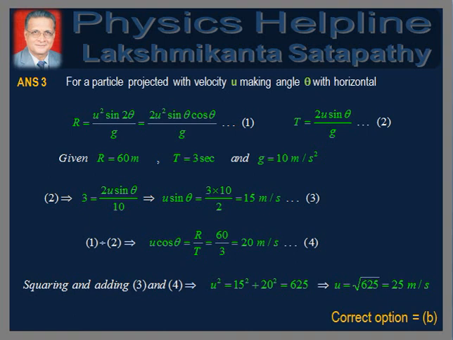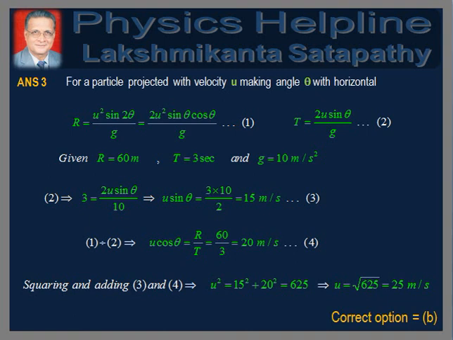Finally, we will solve the problem in question 3. It is about a particle projected with initial velocity u, making angle theta with horizontal. Now, horizontal range of a projectile is given by r is equal to u square sine 2 theta divided by g, which is equal to 2u square sine theta into cos theta divided by g, and its time of flight is given by t is equal to 2u sine theta divided by g.